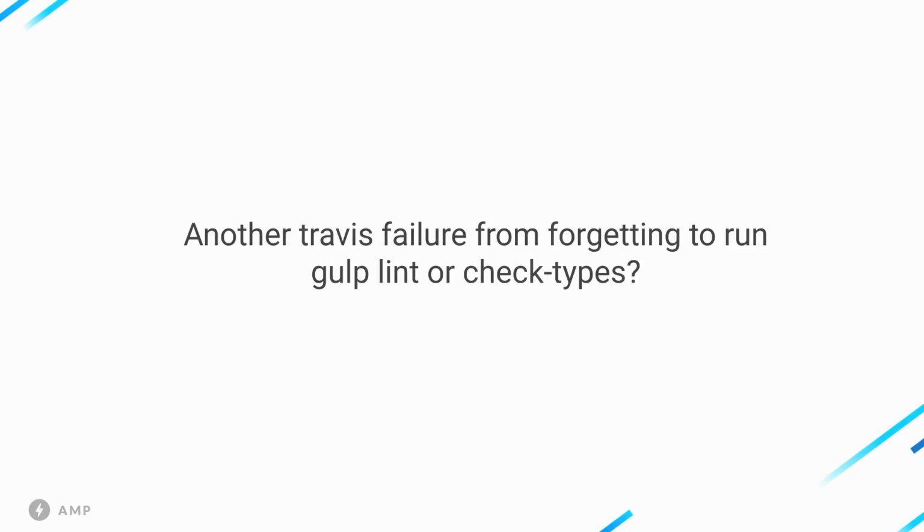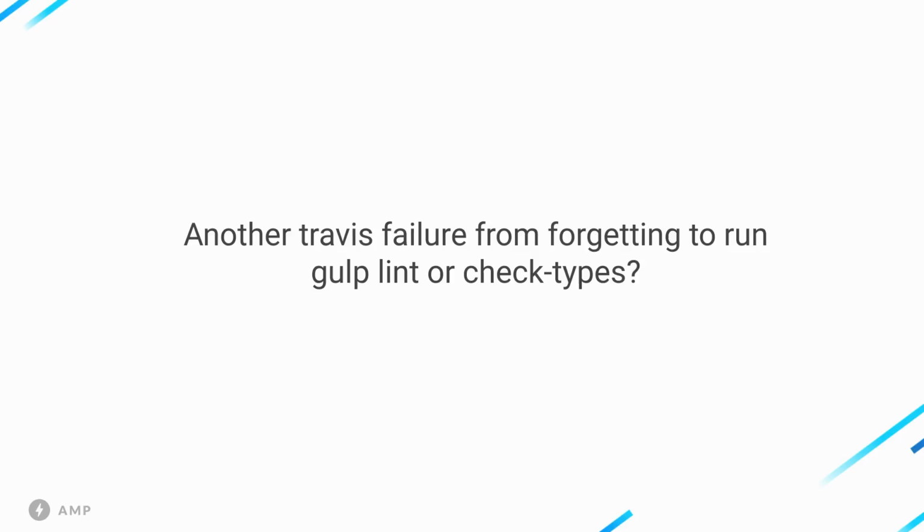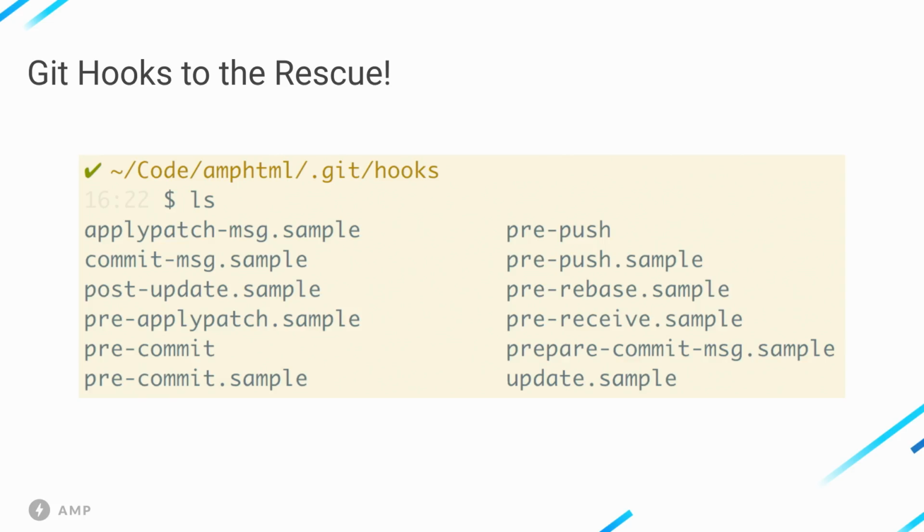So sometimes, Aaron briefly talked about gulp lint and check types, which are basic things that Travis checks for, but we can actually check these locally. So a common workflow is just to run them before we submit our PR, but I forget to run this every single time. But thankfully, for really forgetful people like myself, we can write a Git hook.